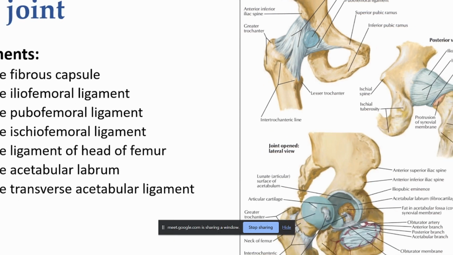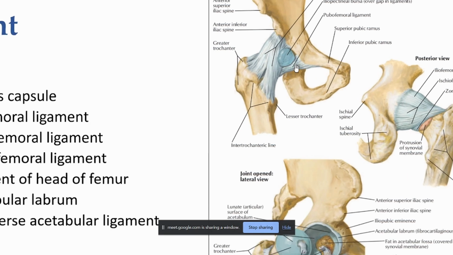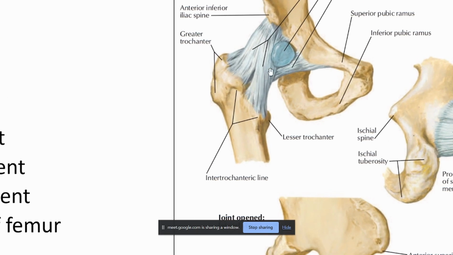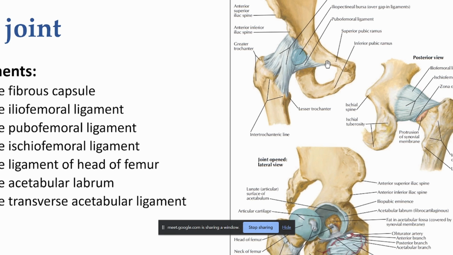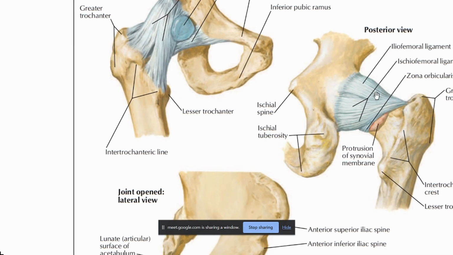Next, we'll learn about the pubofemoral ligament. The pubofemoral ligament covers the joint inferomedially, and it is also a triangular shaped ligament. The apex is connected to the obturator crest, the obturator membrane, and the iliopubic eminence, and posteriorly it is connected to the capsule and the lower band of the iliofemoral ligament. Next, we'll learn about the posterior view.